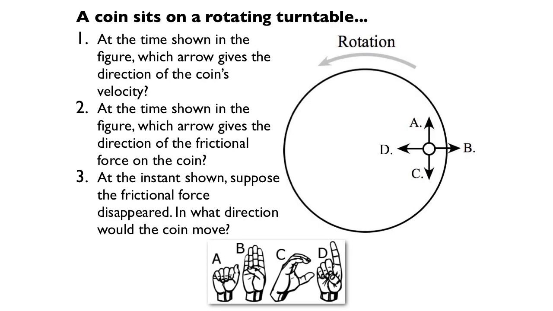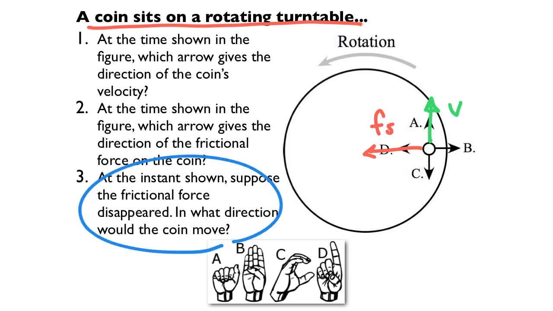Now let's do a quick aside here. Suppose I have a coin on a rotating turntable. At the time shown in the figure, which is the direction of the coin's velocity, we know that it's A. This is the way the coin is moving. Which is the direction of the frictional force on the coin? Well, there's got to be a force directed towards the center, and the only possible force is the force of static friction. Here's my question. Suppose the frictional force disappears. In which direction would the coin move? I want you to pause the video. I want you to think about that, and we'll come back.